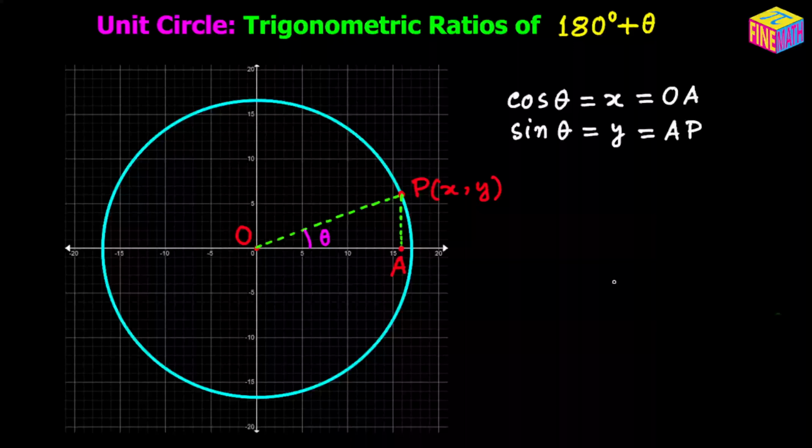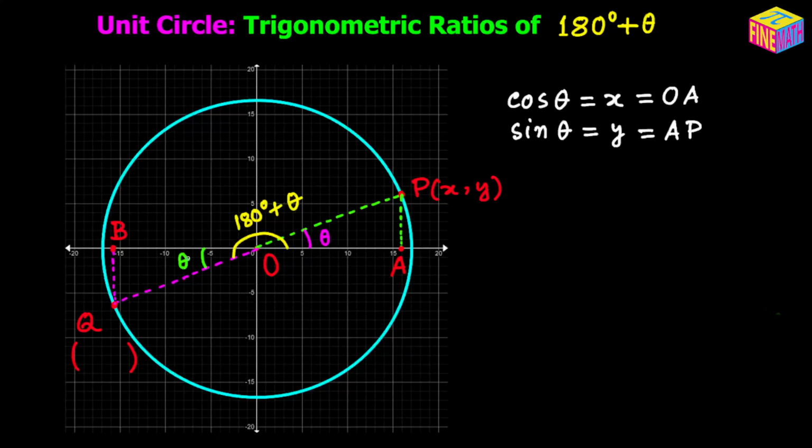So using theta as our acute angle, we are now going to calculate the trigonometric ratios of 180 degree plus theta. What I am going to do next is plot a point Q on this unit circle where the radius OQ will create an angle 180 degree plus theta with the positive x-axis. So let me first plot the point Q. Here I have plotted the point Q, where OQ creates an angle 180 degree plus theta with the positive x-axis.